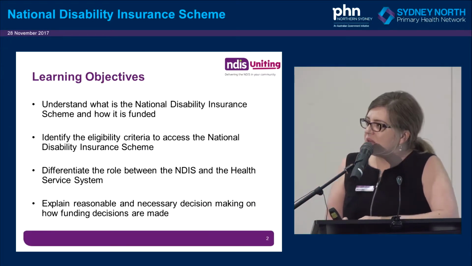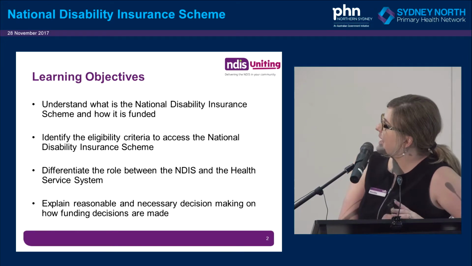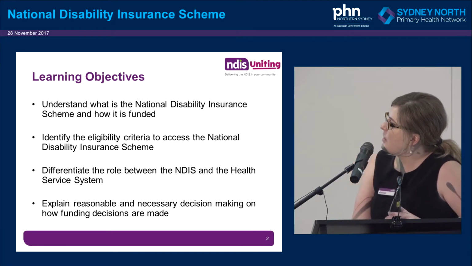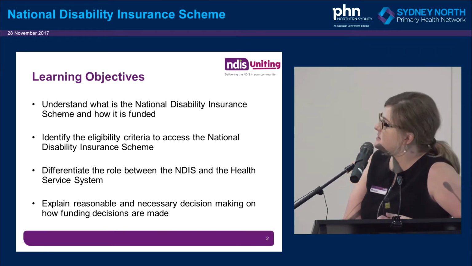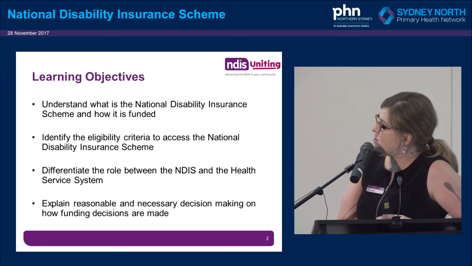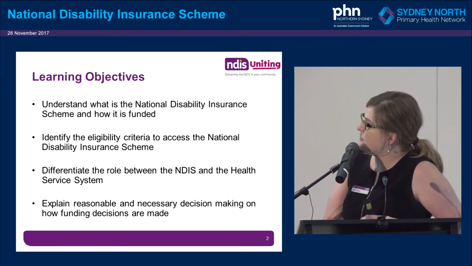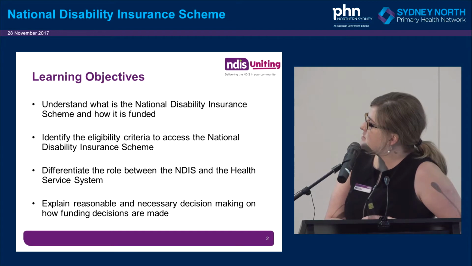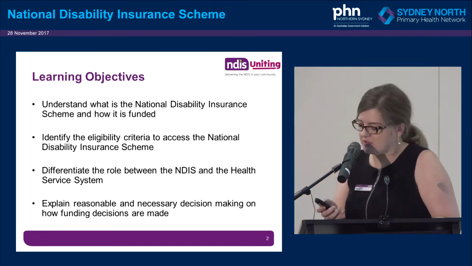Today, we will be striving for 4 main objectives as part of our presentation, and the first learning objective will be to help you understand what the National Disability Insurance Scheme is all about and how it is funded. The second objective is to help you identify the eligibility criteria to access the National Disability Insurance Scheme. The third is to differentiate the role between the NDIS and the health service system. And finally, we'll finish off on explaining what is reasonable and necessary decision making and how funding decisions are made based on this criteria.